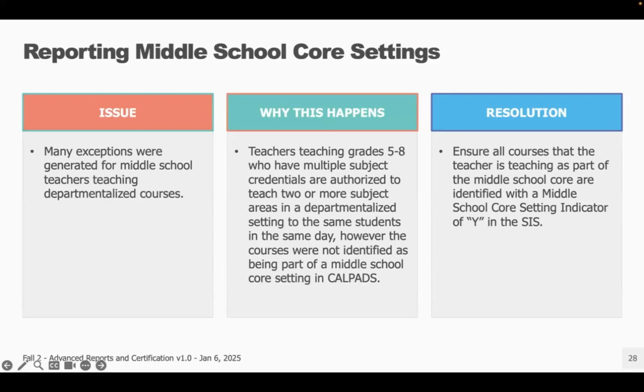So you want to avoid misassignments in such scenarios by ensuring that all courses that the teacher is teaching as part of the middle school core are identified with a middle school course setting indicator of Y in the course section record and in your student information system. And that course section record is then uploaded to CalSAAS. So that middle school course setting indicator is very important to keep an eye on.